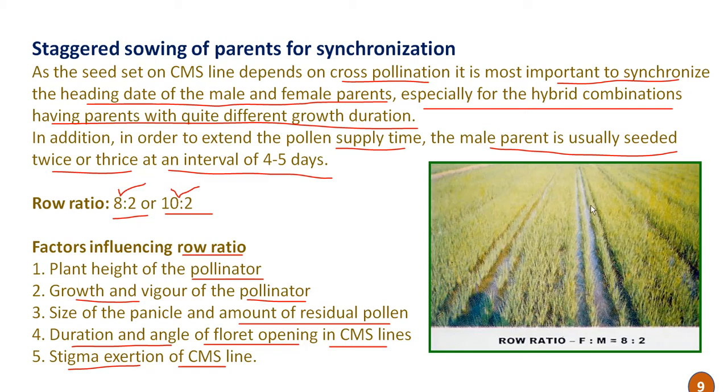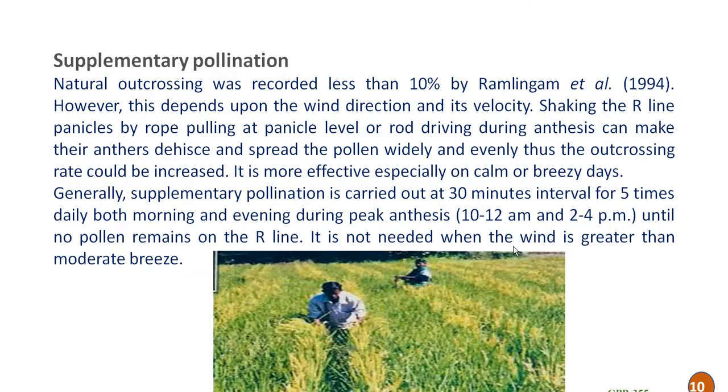We can see here in the diagram also the row ratio of the male and female line. Then besides the normal pollination, supplementary pollination is needed in some cases. The natural outcrossing was recorded as less than 10% by Ramalingan and co-workers in 1994. According to their study, the natural outcrossing was less than 10%, but this depends upon the wind direction and velocity of the wind in the particular area.